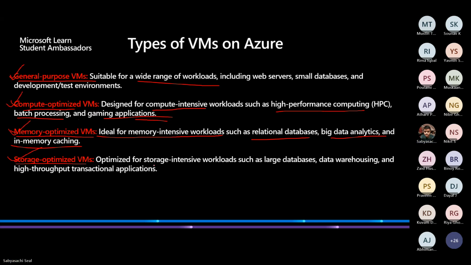So these are storage intensive workloads such as large databases. So if you're running production or maybe you're transferring a lot of data per minute, this is what you should go for. Data warehousing. Also, warehousing is different from analytics. Warehousing is more of storage and analytics is more of analyzing. And high throughput transactional applications. So if you're trying to calculate a lot of things and provide it to some output or API or anything at all, then storage optimized is the way to go.